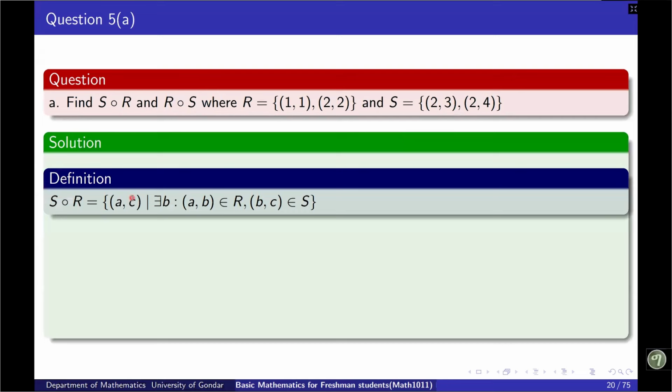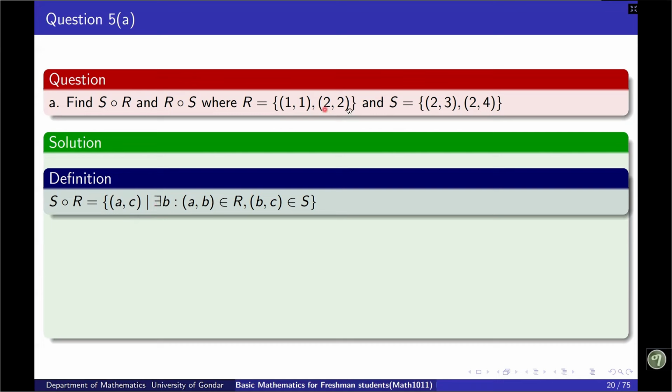For the first one, S composite of R, by definition, S composite of R is the set containing ordered pairs (a, c). But for (a, c) to be an element of S composite of R, there must exist b such that (a, b) is an element of R, the first relation, and (b, c) is an element of S. If (a, b) is in R and (b, c) is in S, then (a, c) must be an element of S composite of R.